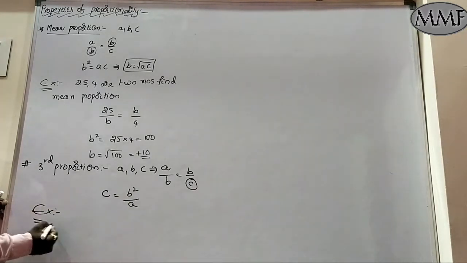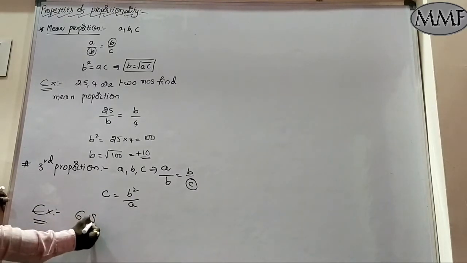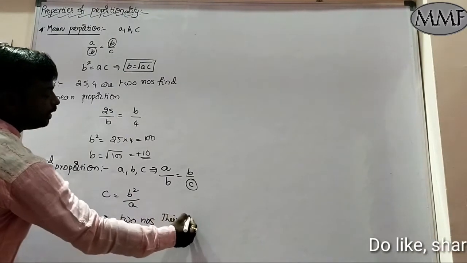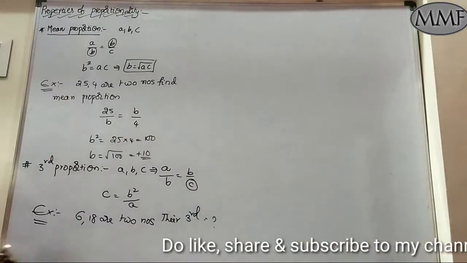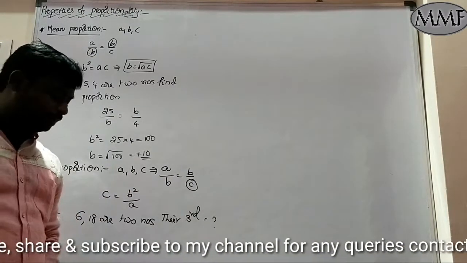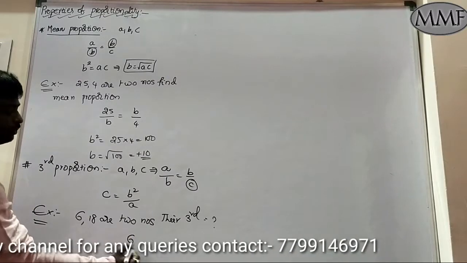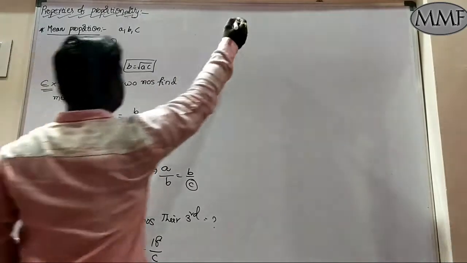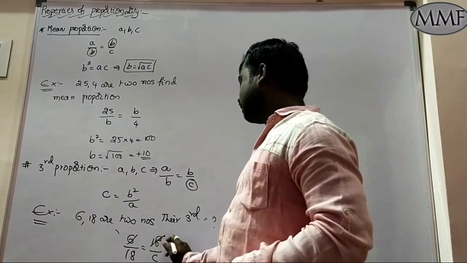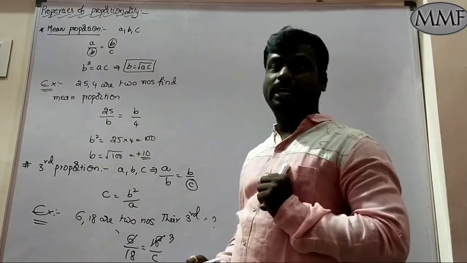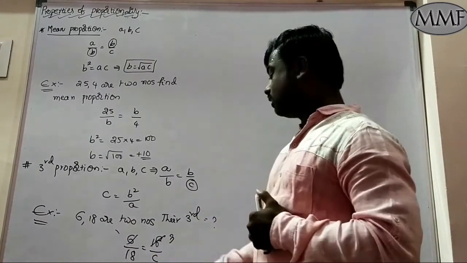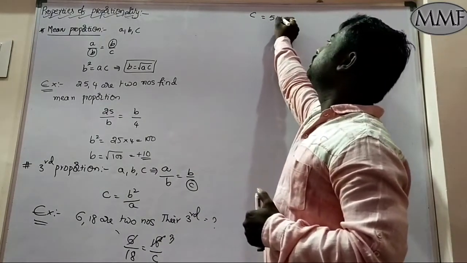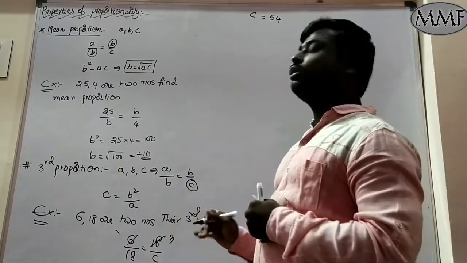Then for example, let's take any numbers. 6 and 18 are two numbers. Their third proportion is what? Very simple. Third proportion means I require the third variable. 6 by 18 is equal to 18 by C. Now what will we get? 6 ones, 6 threes. The numerator is always going to be cancelled, the denominator is always going to be cancelled. Just cross multiplication. C is equal to 18 threes are 54. So like this we can get it very easily. This is about third proportion.